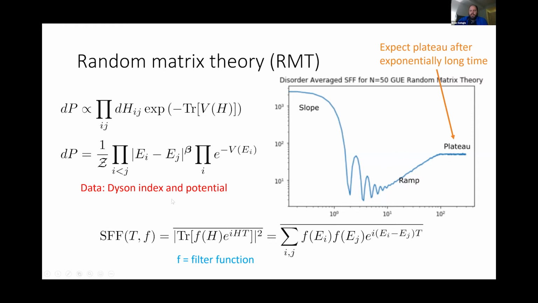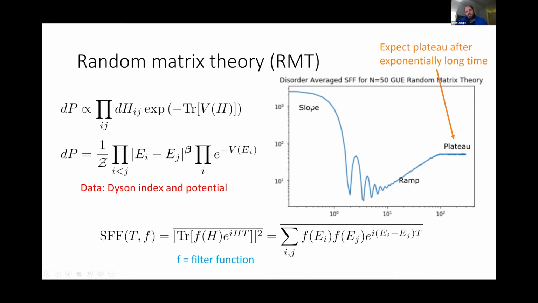And a conventionally convenient way to package this information is in terms of this spectral form factor that I already indicated. So here again, you see I'm tracing the time evolution operator. Now I'm including what I call a filter function, which lets me select parts of the spectrum if I want. This is convenient for a variety of purposes. And then I'm doing the disorder average, which is the overbar.